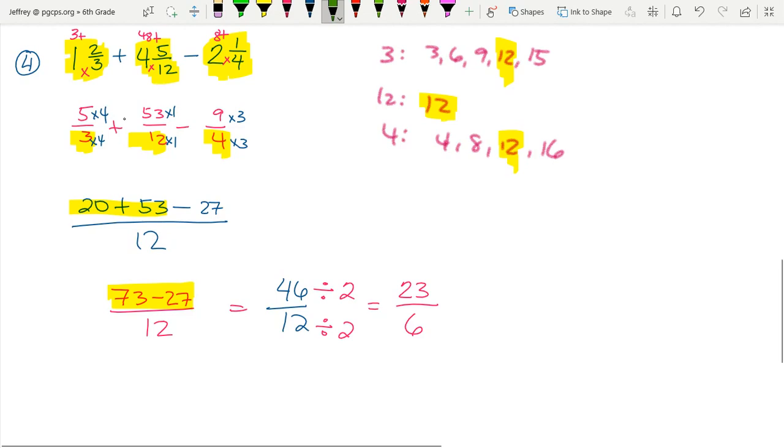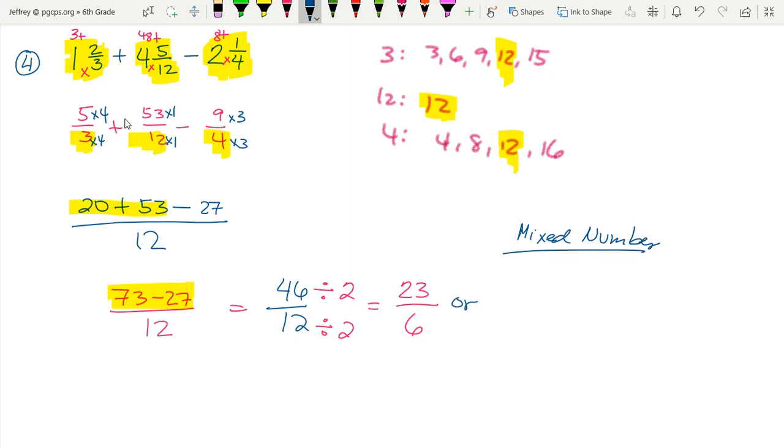Now, it's an improper fraction, so that means we need to change this into a mixed number. So that means we need to do what? Long division. Or ask yourself, how many times can 6 go into 23? How many times? And that's going to be 3 times, because 3 times 6 is 18, and leftover, or the remainder, would be 5. So the answer is 3 and 5/6.